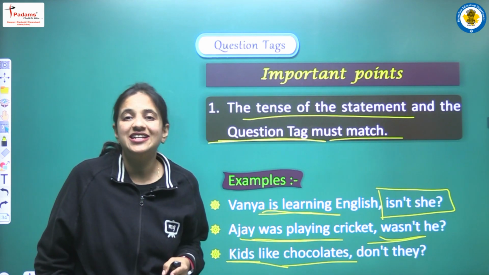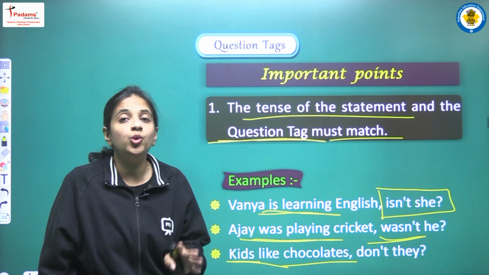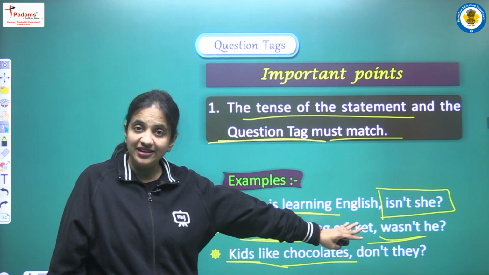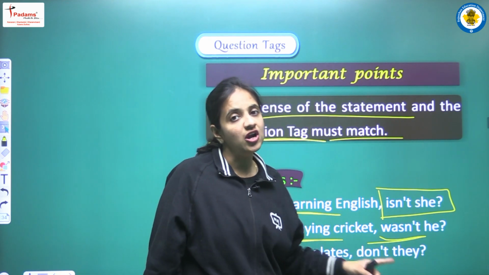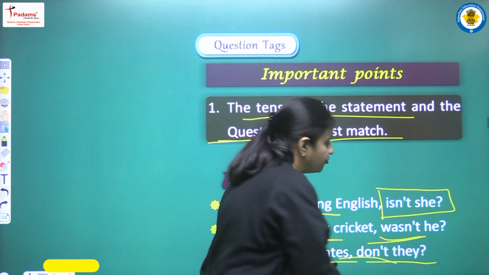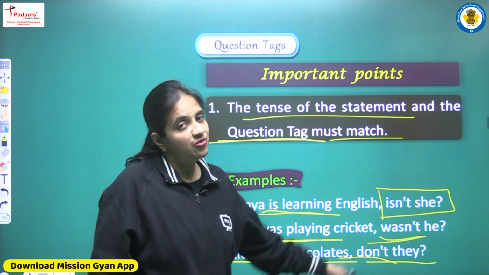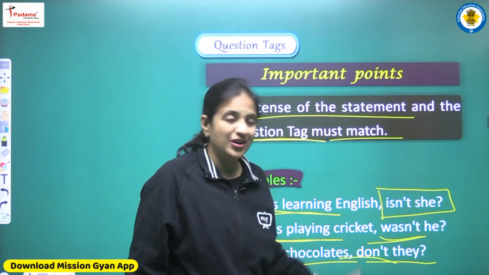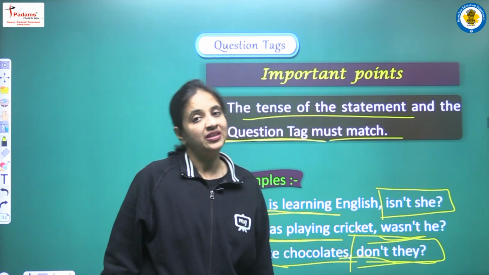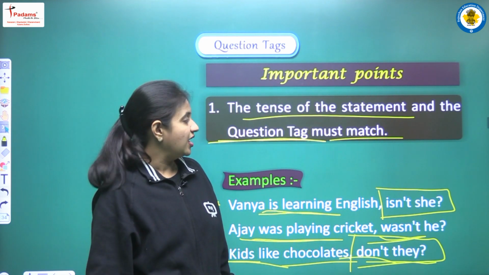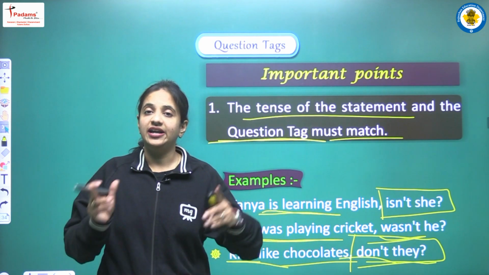Okay, so it means that we are having present simple tense here, and do is hidden in this sentence, and this is the reason we are using do plus not in a short form, that will be don't. And for kids, that's a plural noun, or we can say plural subject, we are using they as a pronoun. So here our question tag will be don't they.